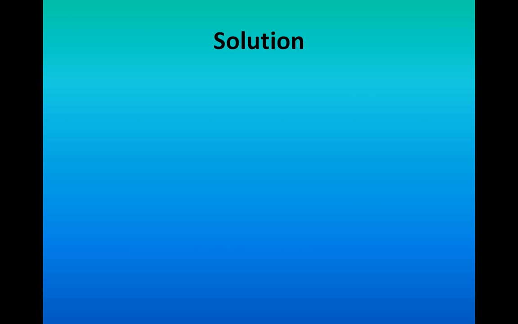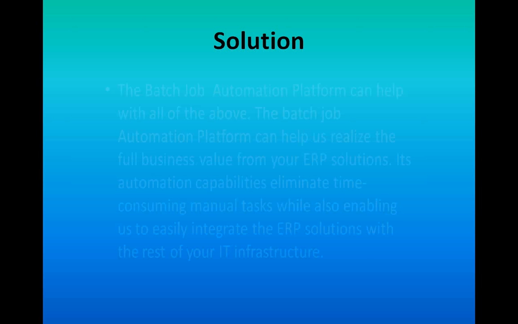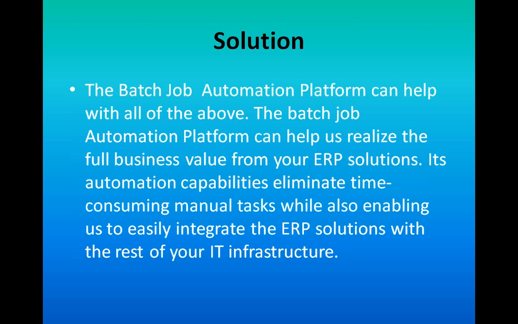So now we come up with a solution, which is the main thing of our discussion today. This is the batch job automation platform. This batch job automation platform can help with all of the above issues that we just discussed. The batch job automation platform can help us realize the full business value from your ERP solutions. Its automation capabilities eliminate time-consuming manual tasks while also enabling us to easily integrate the ERP solutions with the rest of your IT infrastructure.